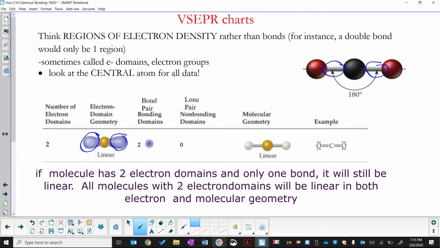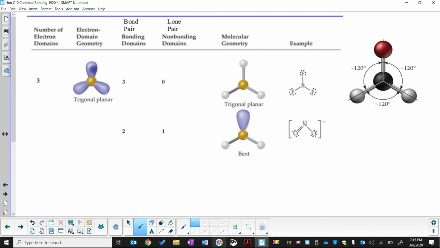If both of them are bonding, you're going to get a linear. Our electron domain, so if we're looking at the electrons spread around, is linear. Our molecular domain is also linear, and here's an example. If we have three areas of electrons, three electron domains around the center atom, we have a trigonal planar because it is three and they're all in one plane. If, in this case, all three of those are bonds, then the molecular geometry is the same, trigonal planar. If we have two bonds and one lone pair, then we have a bent, or it's sometimes called a V-shape.